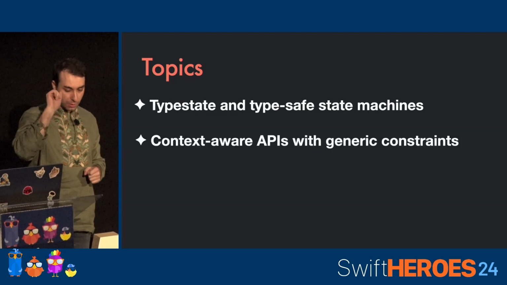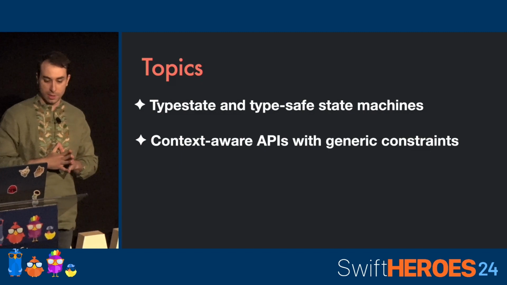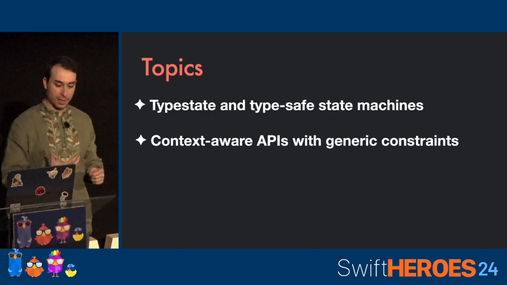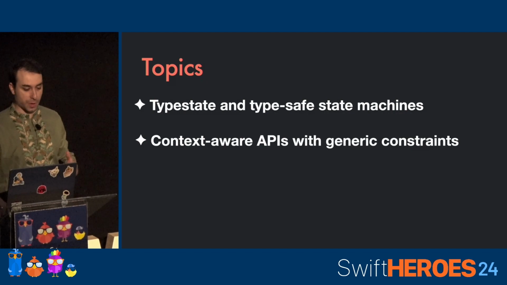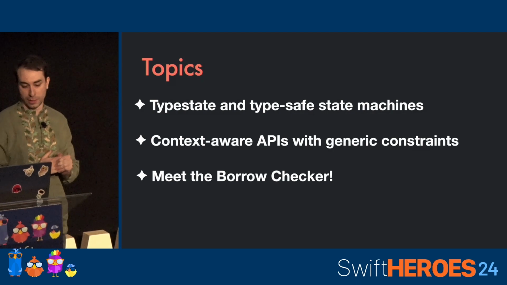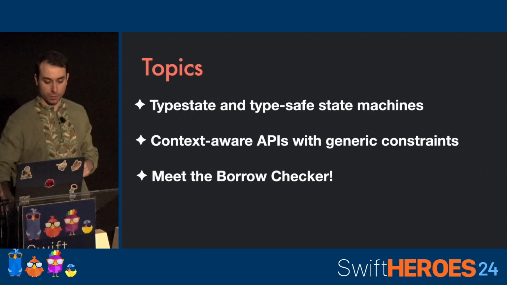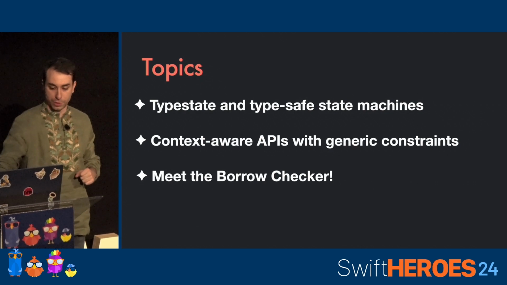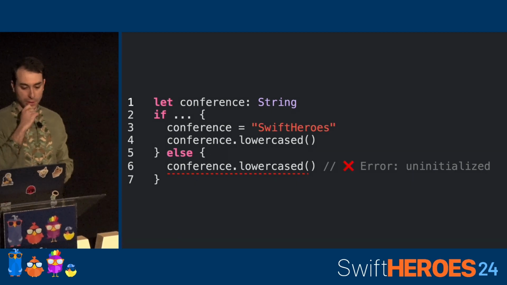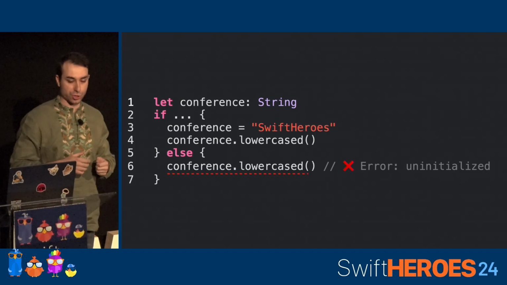We're going to talk about context-aware APIs, which you can achieve with generic constraints. So that's something you can already do, even before Swift 5.9, but that's another thing that adds the power to type state. And then we'll get to meet the borrow checker that was introduced in 5.9. And there's also another talk tomorrow, which goes into more detail about the borrow checker. Now, without further ado, let me introduce you to what is the type state in general.